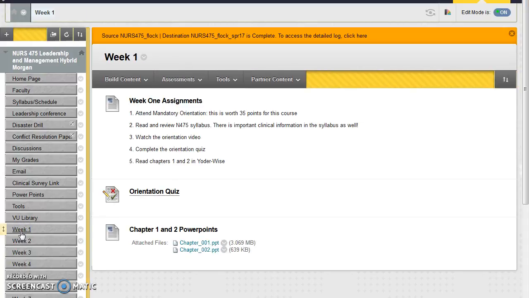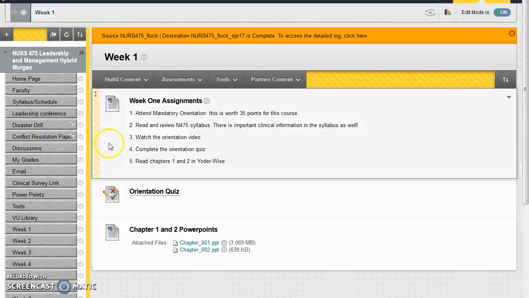Again, just look at your weeklies every week. It's in your syllabus, your weekly assignments, and I also put it on here each week as well. So just stay on top of your assignments and let me know if you have any questions or any difficulty.